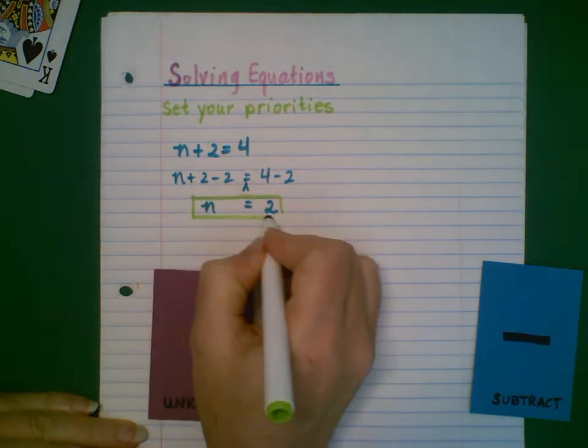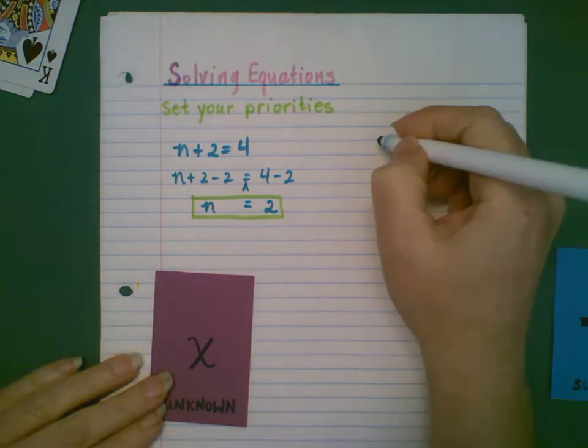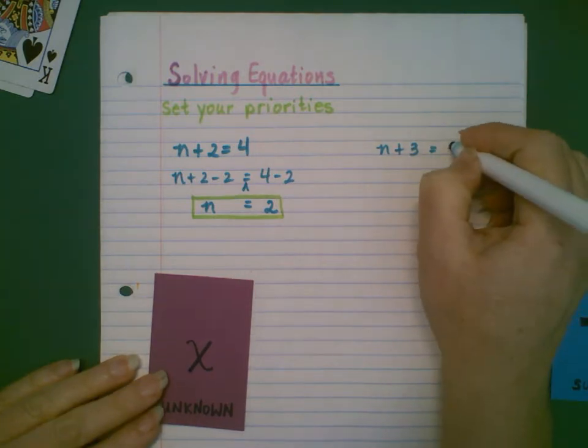So that's when I've got an unknown with an addition. I'll do another one here. n plus 3 equals 11.